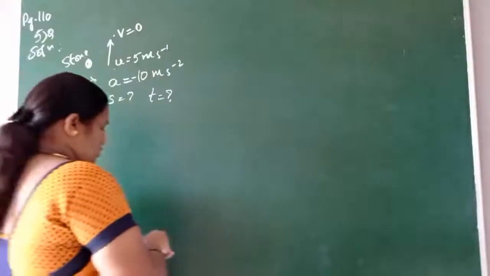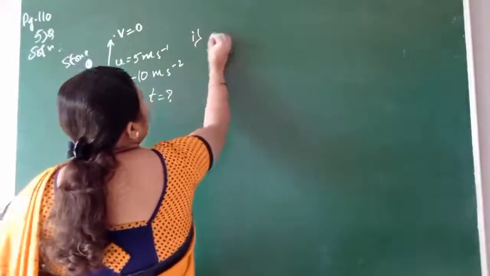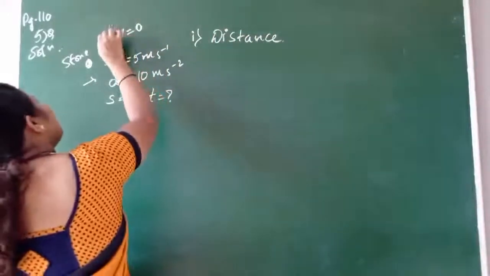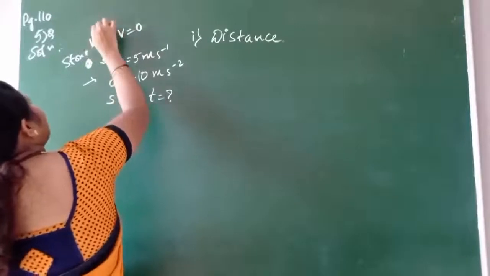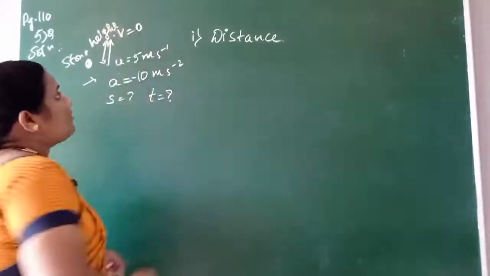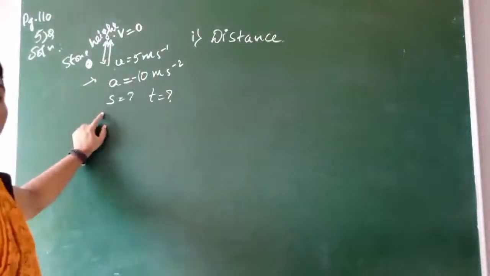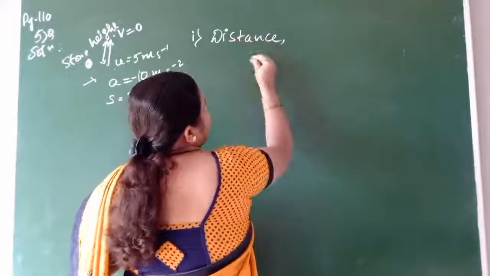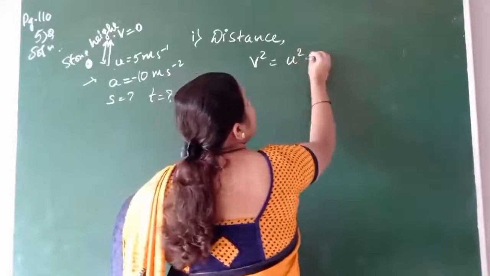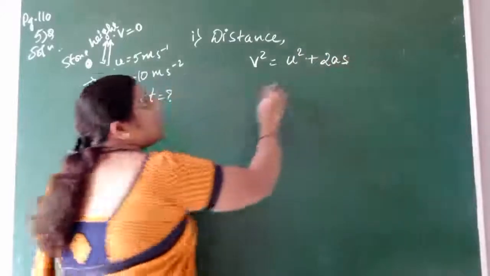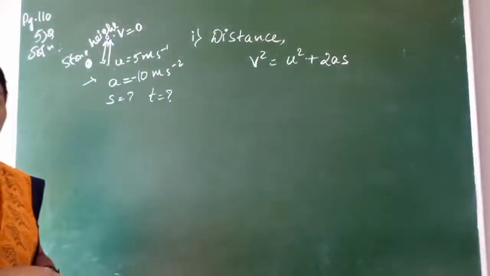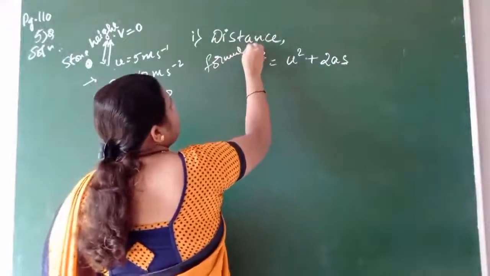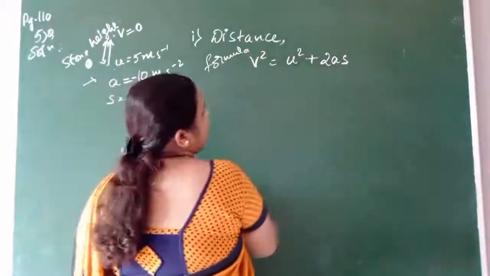So first, in order to calculate the distance, children, here distance is nothing but a height. With the help of the given data, which formula do we need to use, children? V square is equal to U square plus 2AS. Because from this equation we can find the height value, nothing but the distance value. To calculate distance, we need to use this formula.